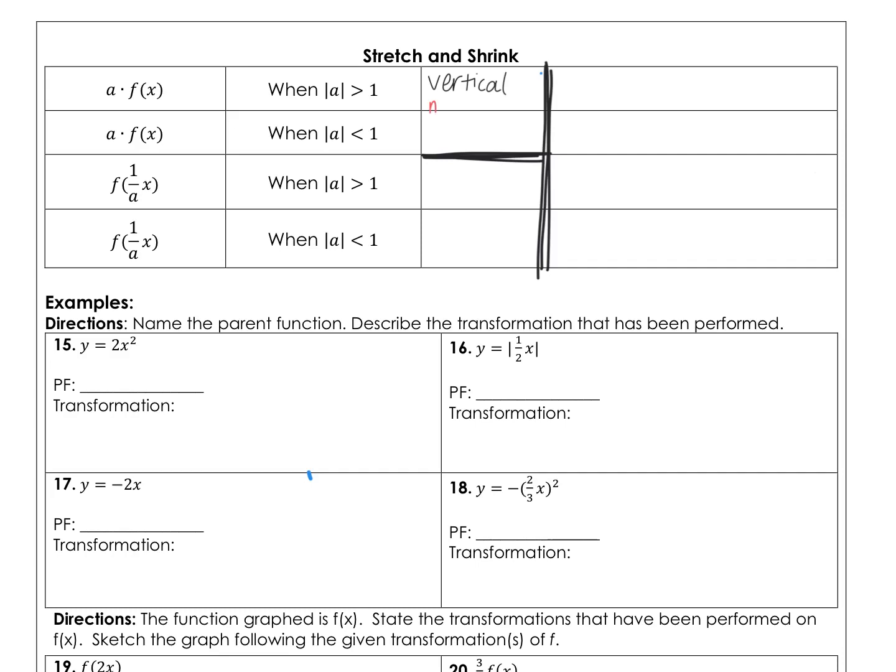When the a is in front, it's outside. You multiply the y values because it's vertical.